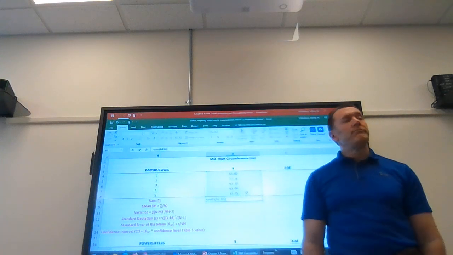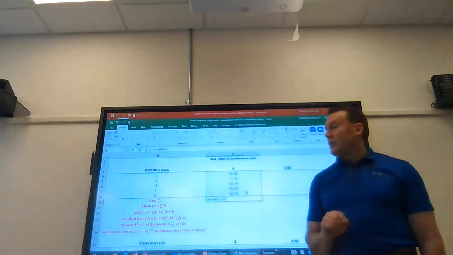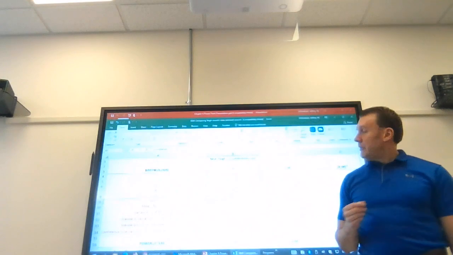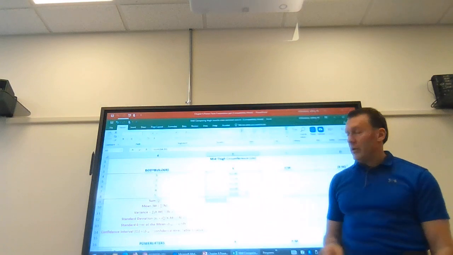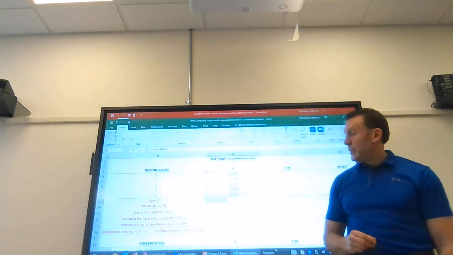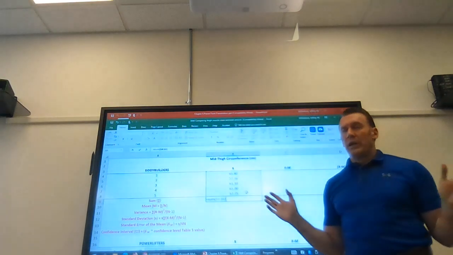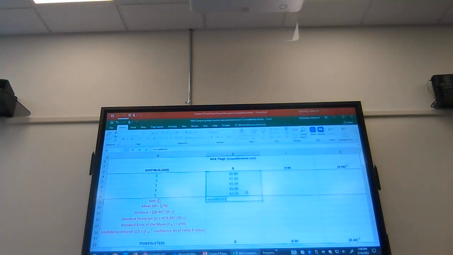So it's equals, always start with equals, sum, open your parentheses, highlight all the cells with numbers that you want to add up, close your parentheses, or alternatively you could just type B4 colon B8. So everybody with me so far? Okay, so then to get your result, you're just going to click enter there. So your sum is 302.81.